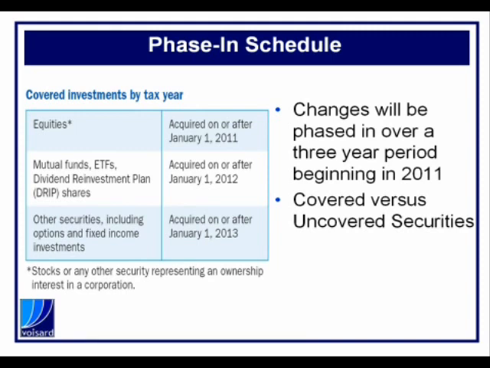So for instance, in the schedule that you see there, equities are phased in or become a covered investment after January 1 of 2011. So that's the only thing that has to be reported. The following year, mutual funds, exchange-traded funds, dividend reinvestment plans, those come online. And then after 2013, you have other securities like options and fixed income securities like bonds and corporate type of assets. So that's the phase-in schedule that will occur.